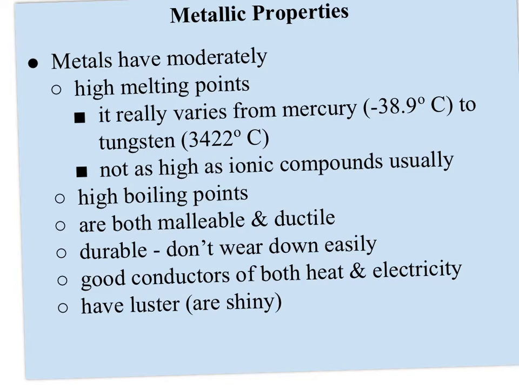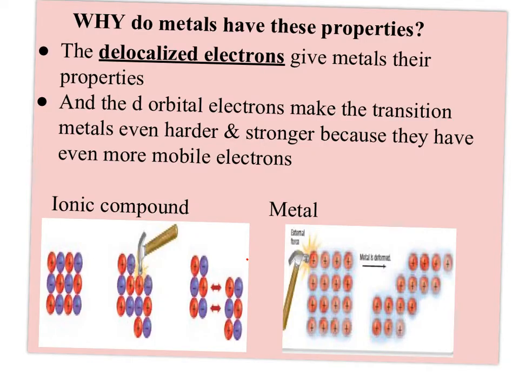They reflect light. So why do metals have these properties? All of these properties I just mentioned are because of the delocalized electrons. And the delocalized electrons mean that when you hit a metal with a hammer, you disrupt the pattern.